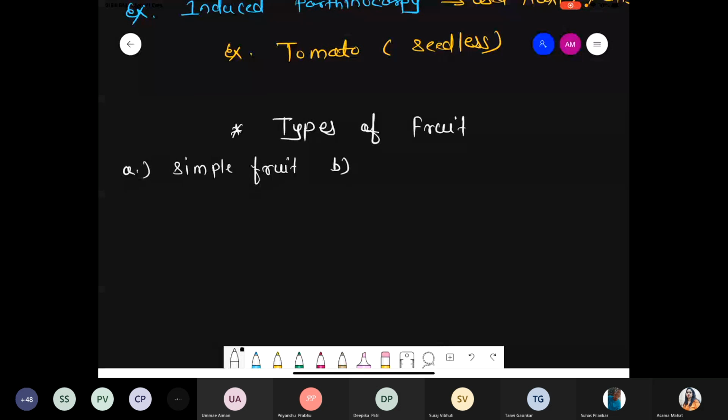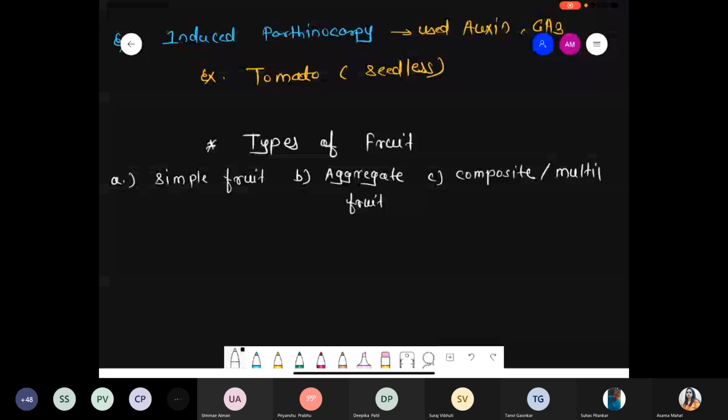Another one, aggregate fruit. Only aggregate fruit, even types also are excluded. And the third one, composite, also called as the multiple fruit. You are so lucky, part excluded हो गया. So simple fruit, aggregate fruit, and the third one, composite fruit.